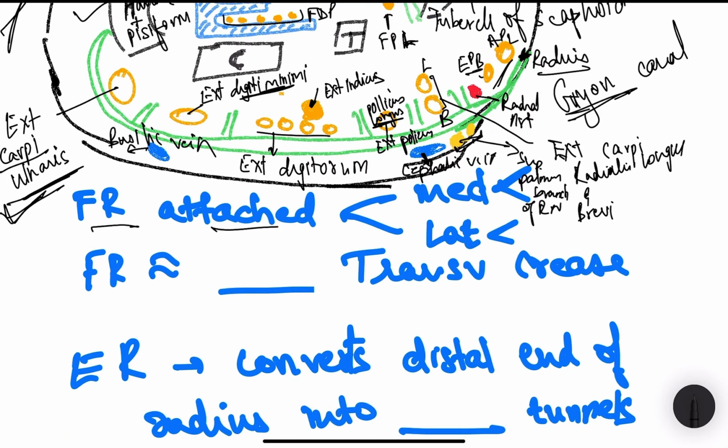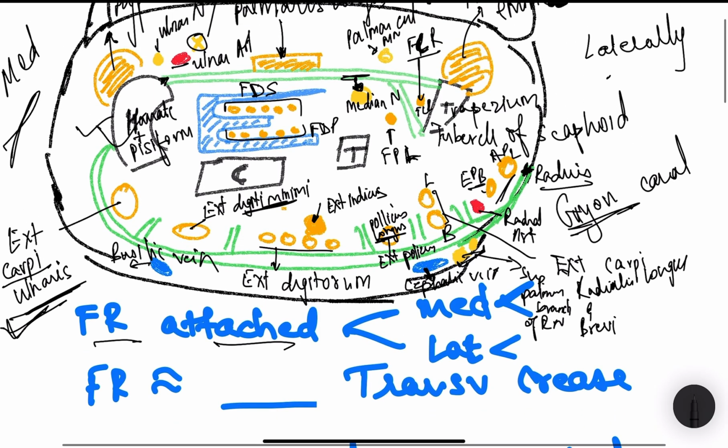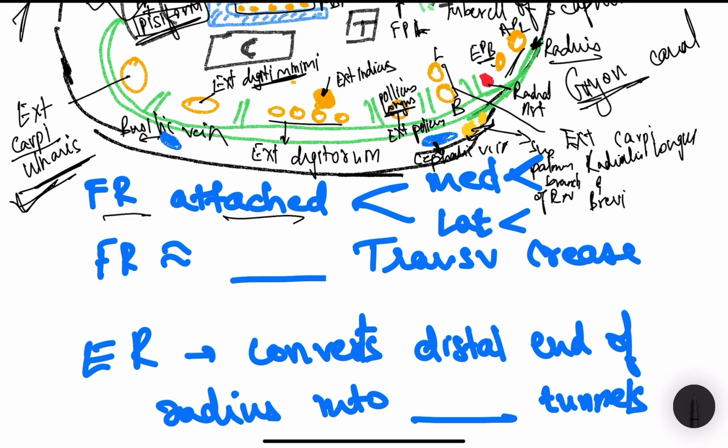So flexor retinaculum is attached medially to what? It's medially attached to obviously hamate and pisiform, that is already written here, and laterally it is attached to trapezium and the tubercle of scaphoid. That means there are two answers here, right? Okay, flexor retinaculum corresponds to dash transverse crease. It's your distal transverse crease.